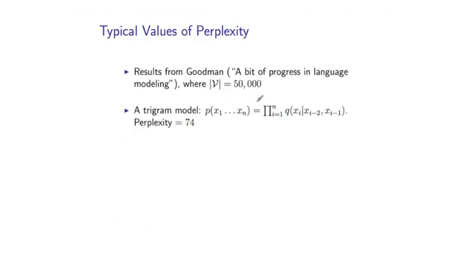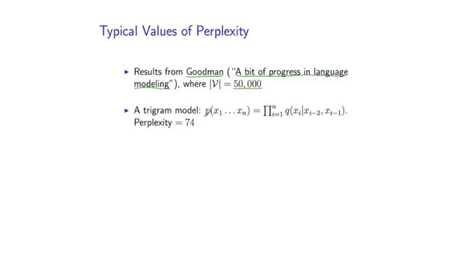Here, to just give a little bit more intuition, are some values for perplexity taken from a paper by Joshua Goodman called A Bit of Progress in Language Modeling. Here he considered a setting where the vocabulary size was 50,000, and I believe it was newspaper text. And here are some numbers.